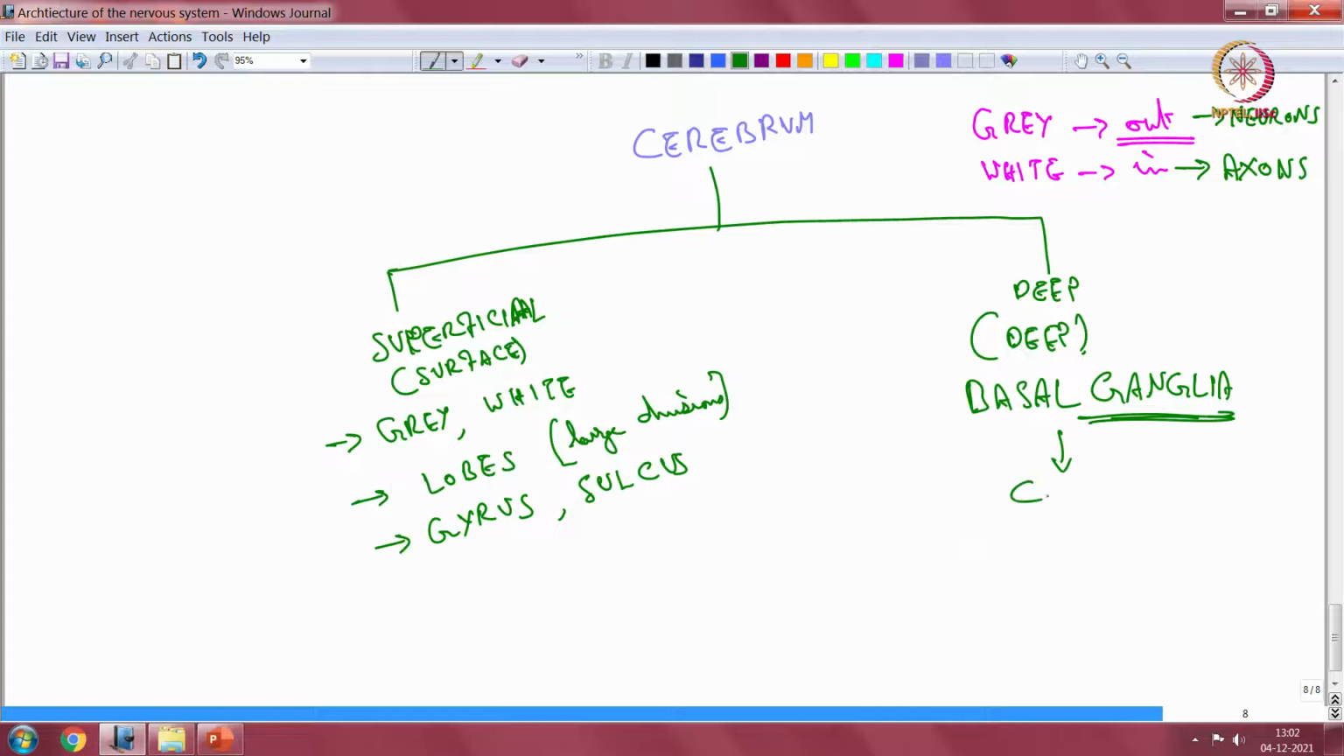This constitutes the caudate, lentiform, putamen. There are several other kinds of nuclei; I am just listing out these important structures. There is also this fluid-filled entity called the ventricles, which are there within the brain.